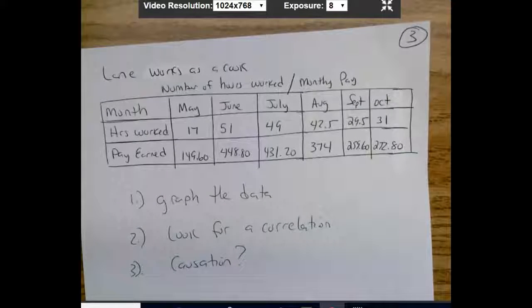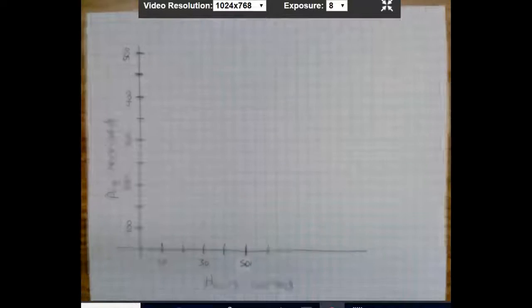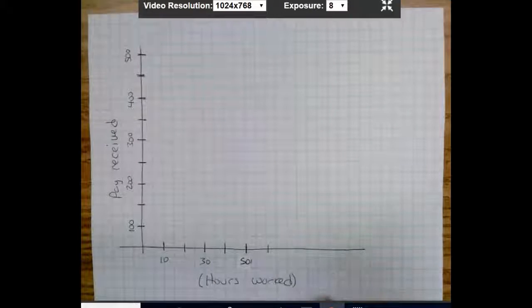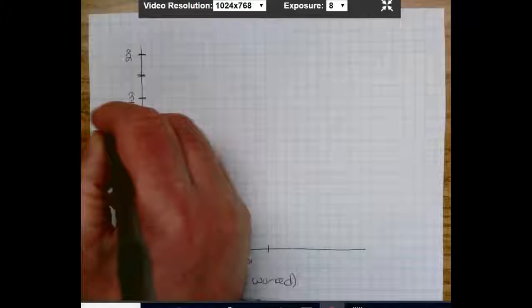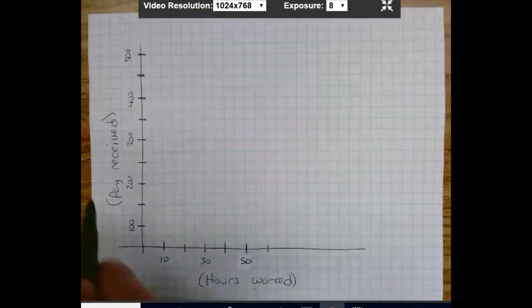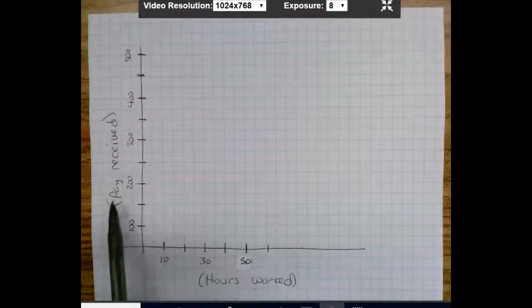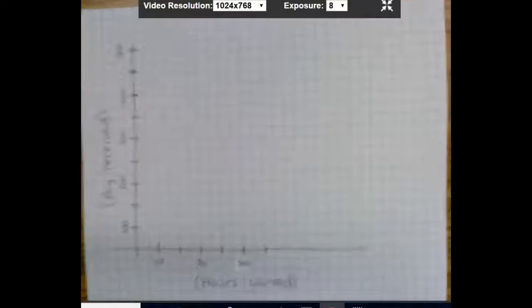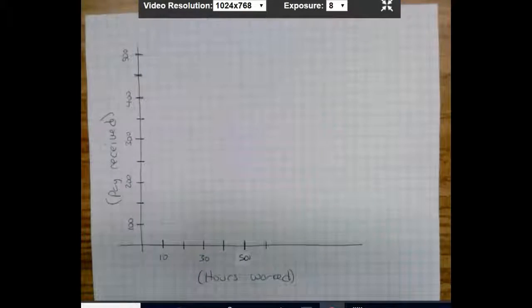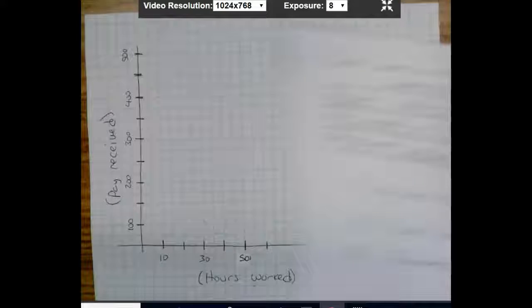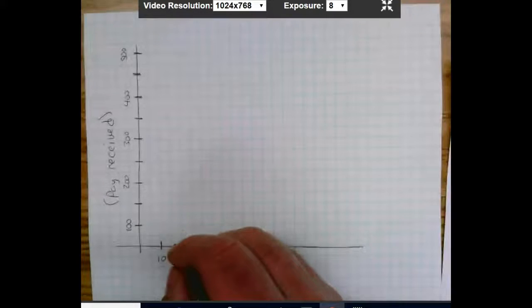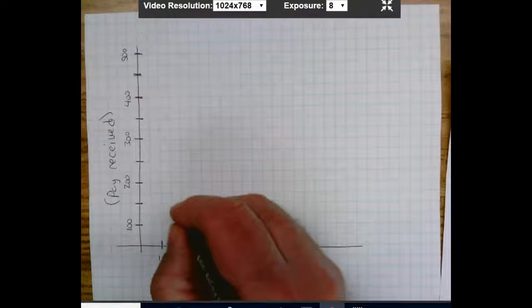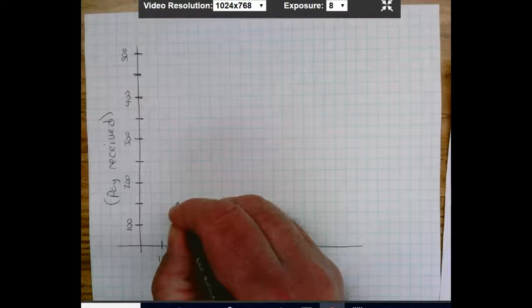And let's graph. So here's the graph I have. I have hours worked on the bottom. This is kind of what you control. And then based on the hours you work, the independent variable, you get a dependent variable, the pay you receive. It's going to be different based on this one. So the hours worked control how much pay you receive. So then if I take my data, we go back and look at it, and we see, so for May, 17 hours, and then made about $150. So go about here, we'll go about there.